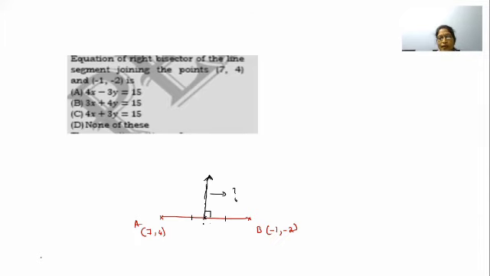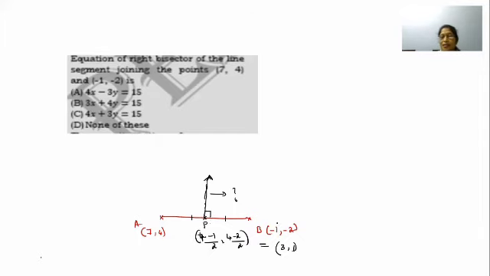Use the midpoint formula. We call this point P. What is the midpoint formula? x1 plus x2 by 2, that is 7 minus 1 by 2, and y1 plus y2 by 2. You get the midpoint. What are the coordinates? 6 by 2 is 3 and 2 by 2 is 1. So you have this point. And I need one more piece of data, isn't it?